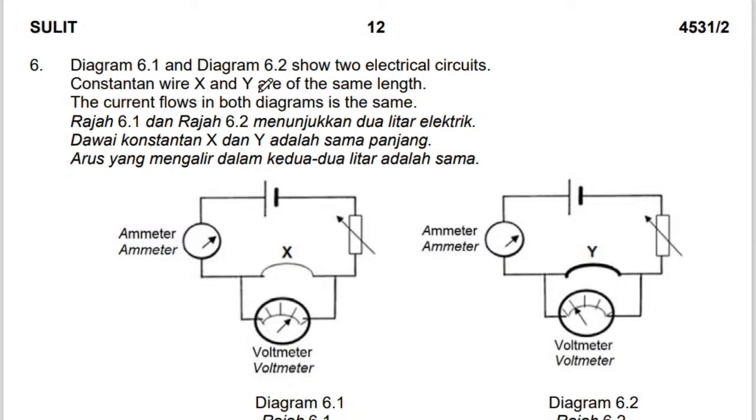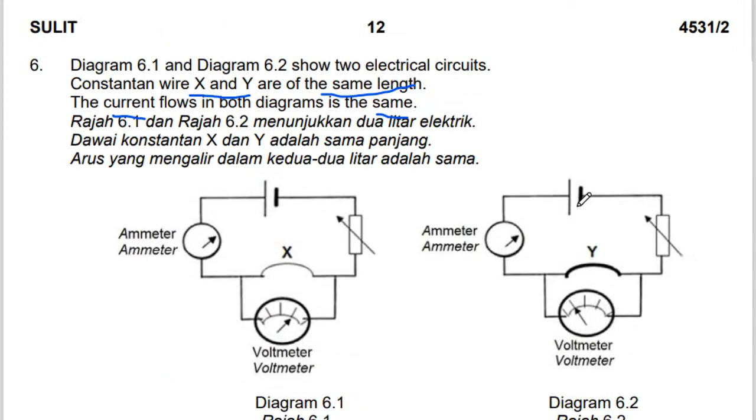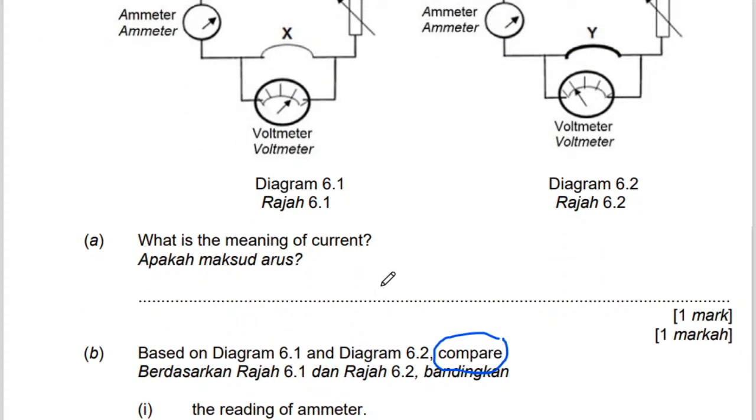Diagrams 6.1 and 6.2 show two electrical circuits, with constantan wires X and Y of the same length. The current flowing in both diagrams is the same. Notice the ammeter pointer is deflected by the same amount, so the current is the same. But the voltmeter readings are different, and the wires also have different thicknesses. So what is the meaning of current?